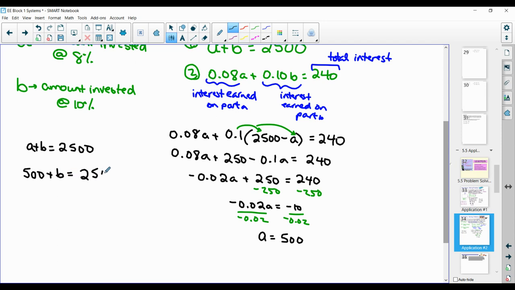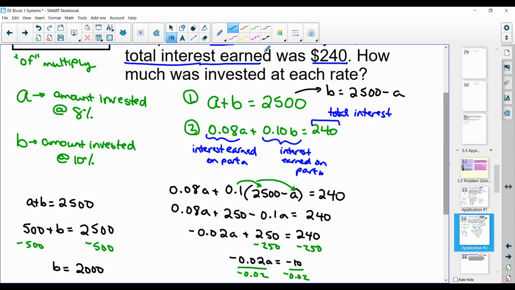Sometimes these are fairly easy to do in your head, but it's still important that you show your work. We're subtracting 500 from both sides. And then B equals 2,500 minus 500 is 2,000. So again, we've done all this work. It's important that we go back and refresh our memories and see what we were being asked for.